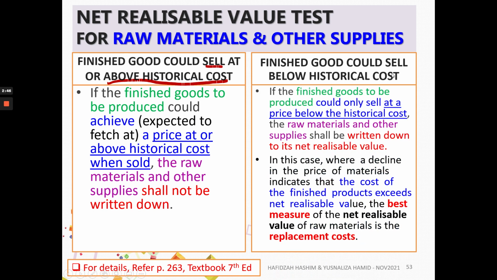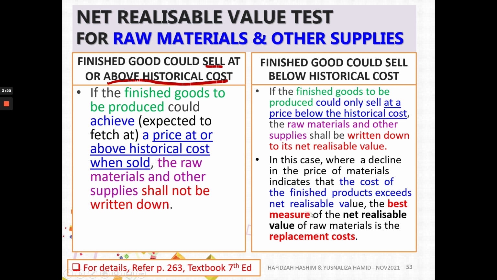However, if the finished goods could only be sold below historical cost, so let's say they are being sold below the cost of the finished goods, the raw materials and other supplies shall be written down to the net realizable value. So here it has to be written down. This, for example, happens when there is a decline in the price of the raw materials, which indicates that the cost of the finished products exceeds the net realizable value.